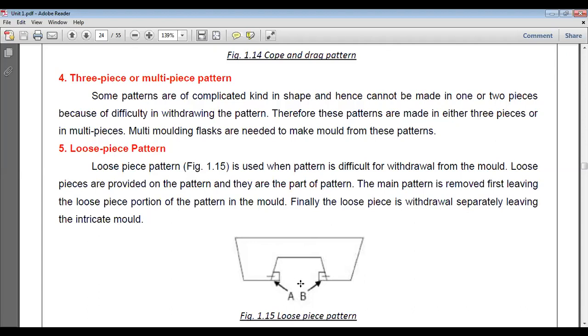So loose pieces are the extra projections, extra overhangings that basically obstruct in making a single piece pattern. So these extra overhangings, over projections are mounted by application of certain nails or screws. So these are known as loose piece pattern.